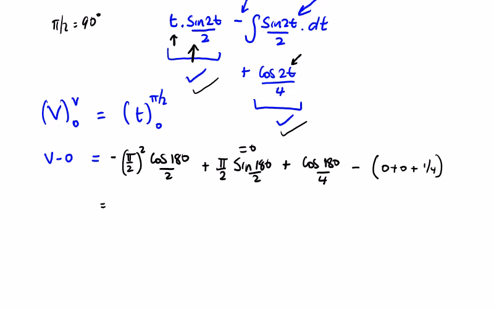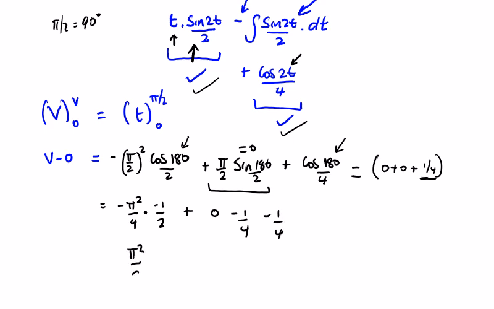So what does this give? This gives minus pi squared over 4 times the cos of 180 is minus 1, minus 1 over 2. This is 0. And then the cos of 180 is minus 1, so minus 1 over 4. And then another minus 1 over 4. So that's going to give plus pi squared over 8 minus 1 over 4, 1 over 4 minus 1 over 2 for the end of this integration by parts question.